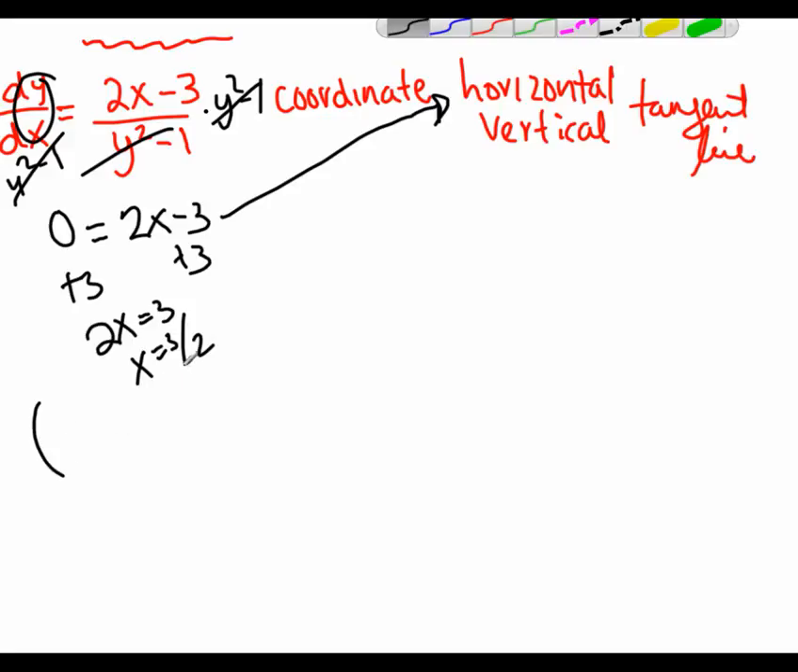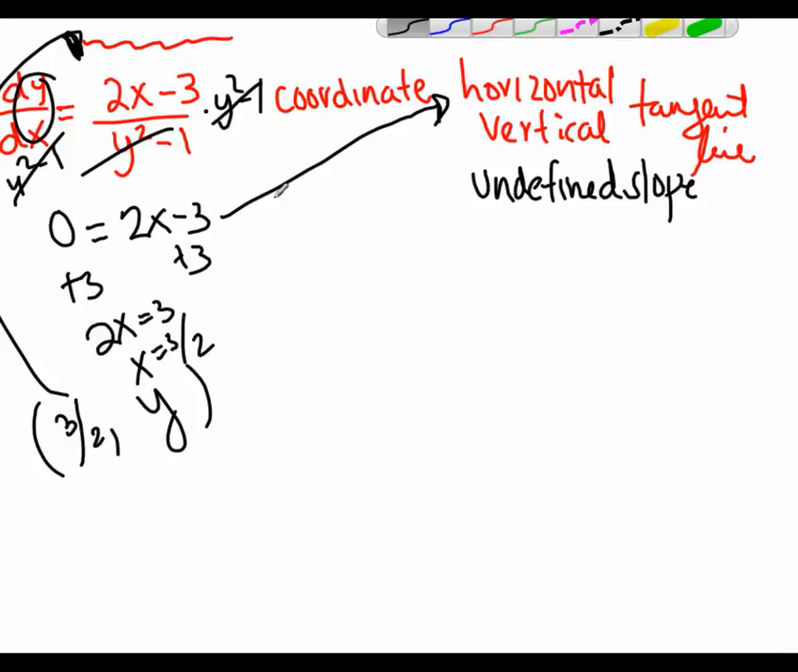But since I want coordinates, this is 3 halves, I need to find my y coordinate. And what you do is you plug it into the original function that you're given, or whatever is given to you. If I ask for a vertical tangent line, we know that a vertical tangent line has an undefined slope.